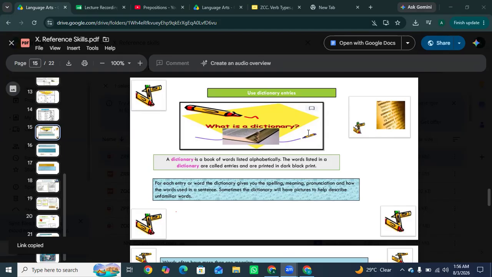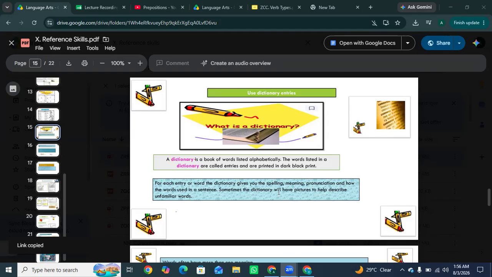So entries are the words listed in dark bold print. For every word, a dictionary tells you how to spell it, what it means, how to pronounce it, and how to use it in a sentence.